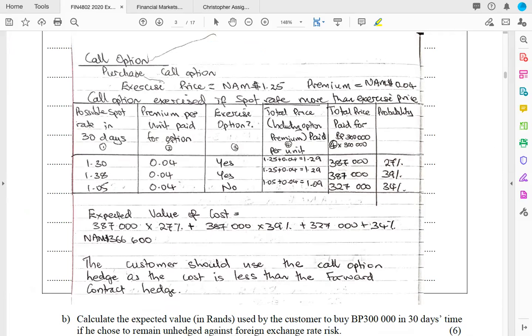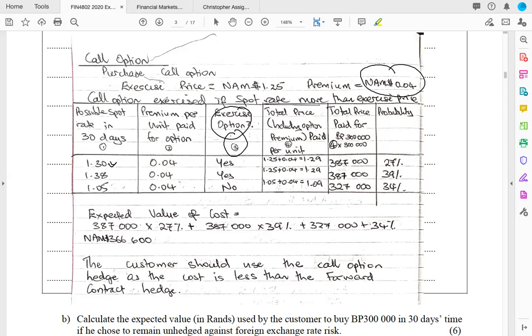You need a column that shows the premium per unit paid for the option. That would be the premium discussed here, which is 4 cents per option. And then for each spot rate, you ask yourself, will I exercise the option for this particular spot rate? So let's assume that the spot rate actually ends up being 1.30 Namibian dollars.